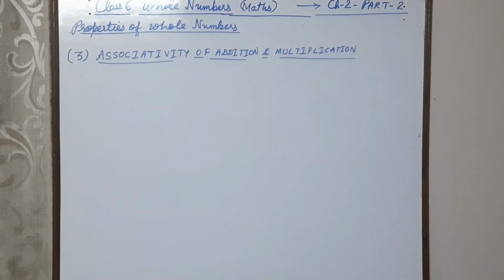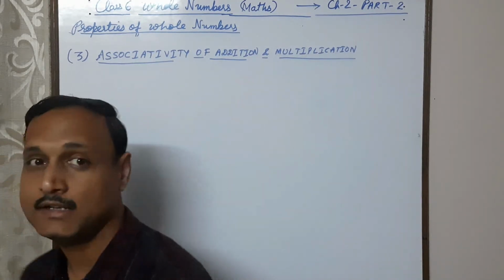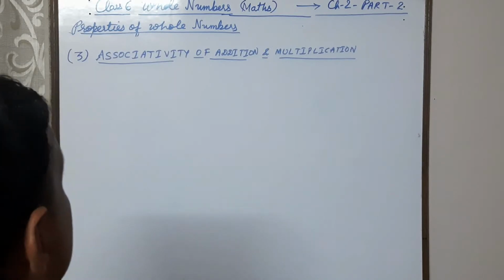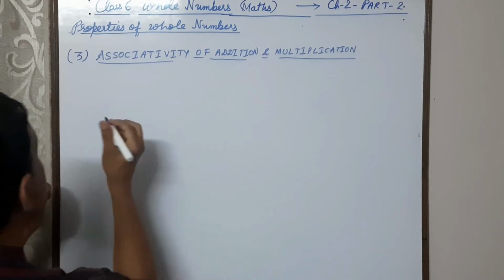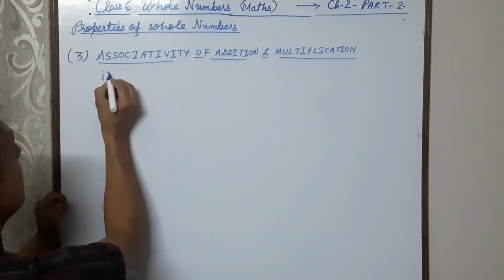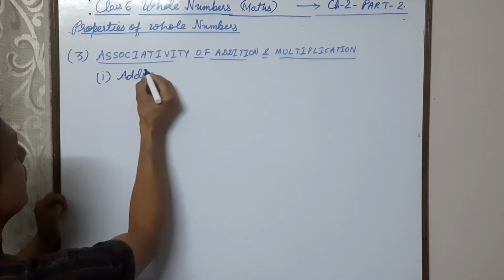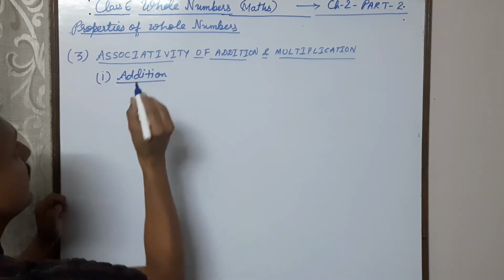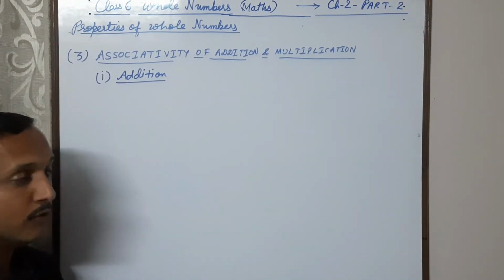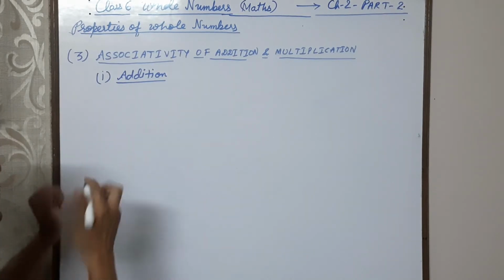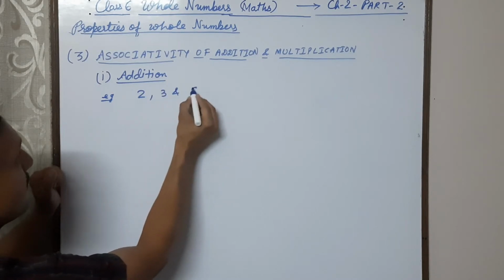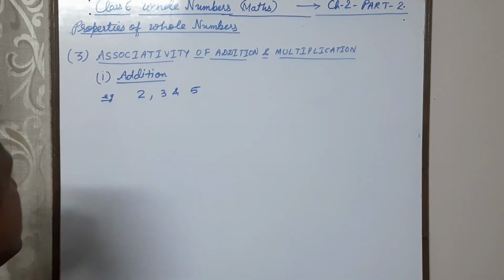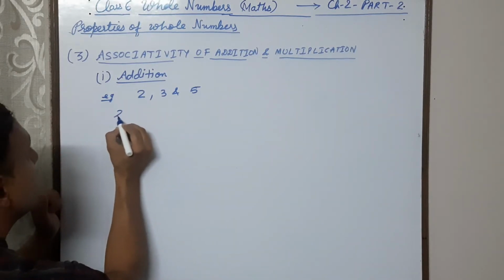Now let us take the third property, associativity of addition and multiplication of whole numbers. So what is the associative property? First of all, we will take associativity for addition. Let us take three whole numbers instead of two. We will illustrate with an example. I am taking three whole numbers, 2, 3 and 5. Now we will make the arrangement like this: 2 plus 3 plus 5.